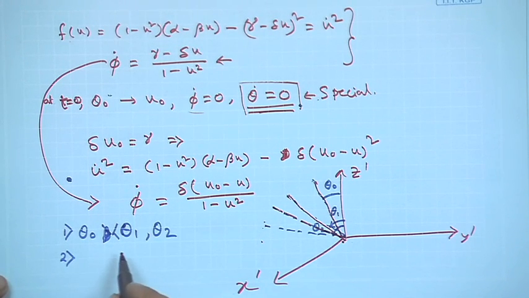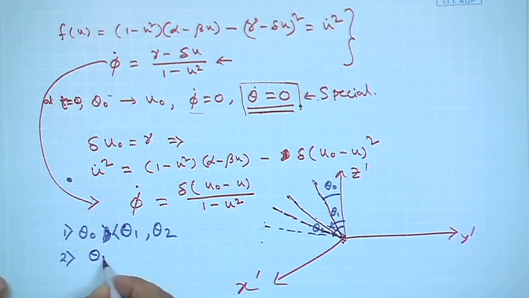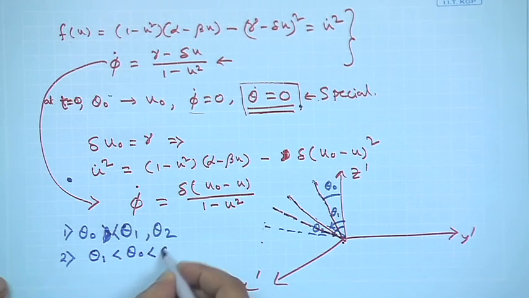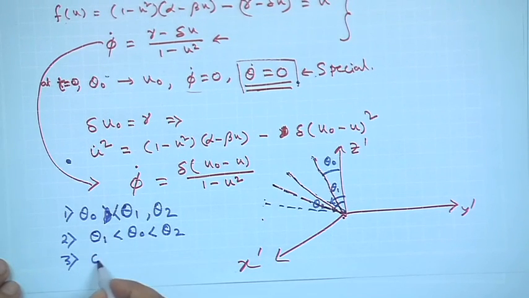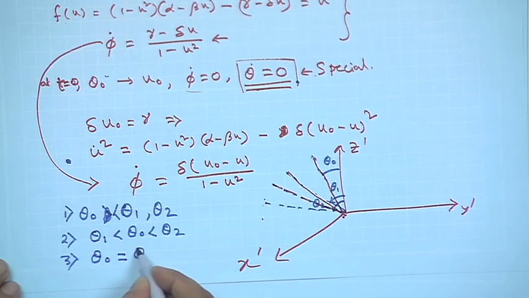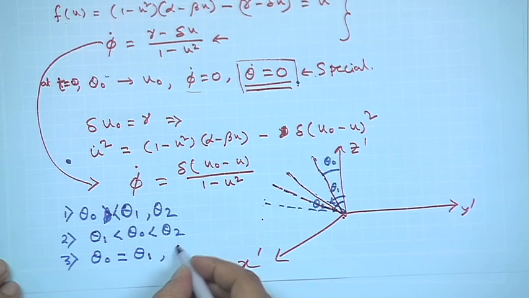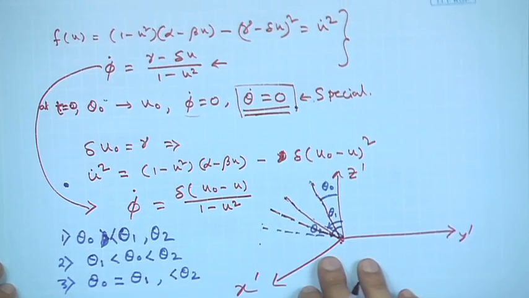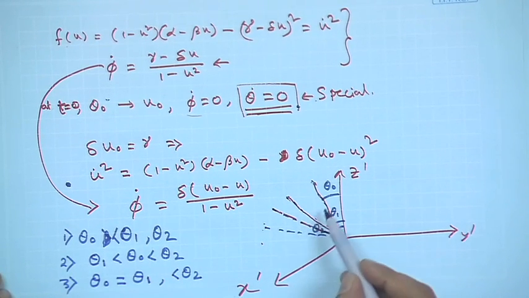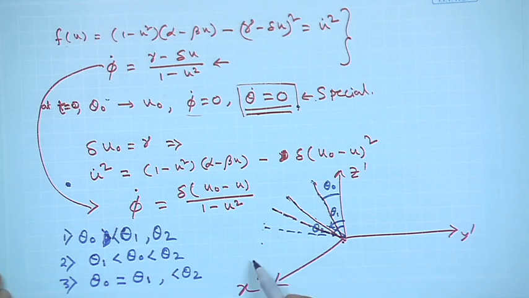So, three physically possible regimes are: theta 0 is equal to theta 1, theta 0 is in between theta 1 and theta 2, and the third one is theta 0 is equal to theta 2. So, these are the three physically possible initial conditions. What happens once again if we have theta 0 equal to theta 2, for example, or greater than theta 2?